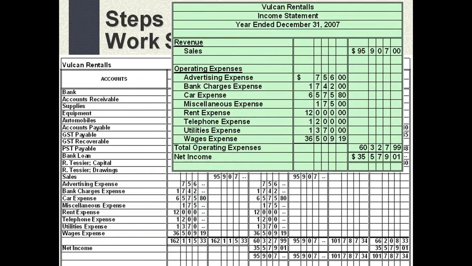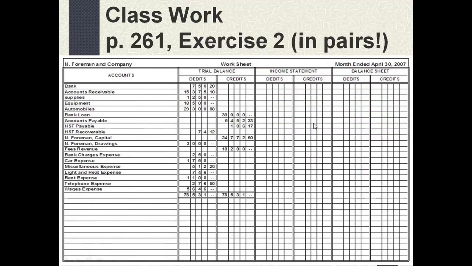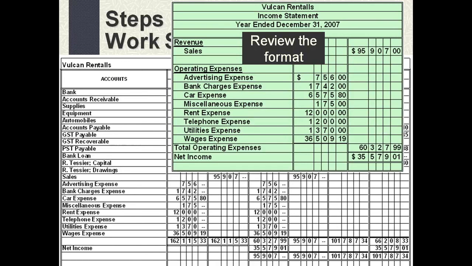Now with the income statement, the same thing happens. We're going to take our revenue, which is right here, sales. That's going to be recorded in the sales column. And then our expenses will also be recorded in the first column of the income statement, just like normal. And we have completed the worksheet. Tomorrow in class, we're going to be practicing making the worksheet.